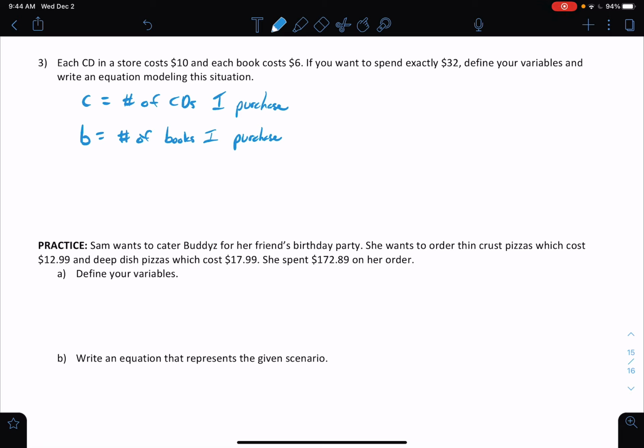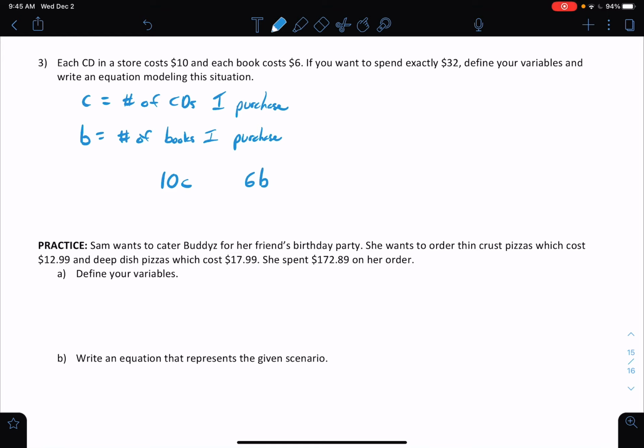All right, so for CDs, $10 per CD, if I want to figure out how much money I spent on CDs, I'm going to take 10 times C, right? If I buy one CD, I spend $10. If I buy 3 CDs, I spend $30. So 10 times C is going to give me the amount I spent on CDs. And 6 times B is going to give me the amount that I spent on books, right? So I take the number of books that I purchase, I multiply it by 6, I'm going to get my total cost there.